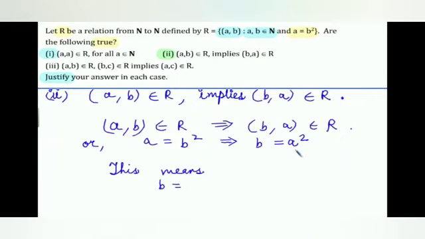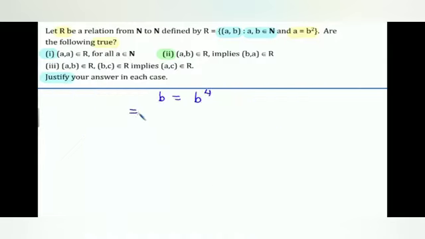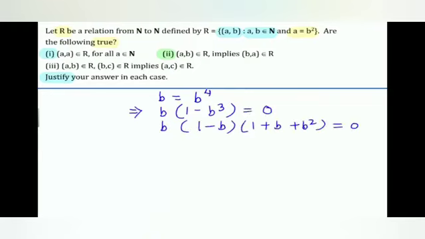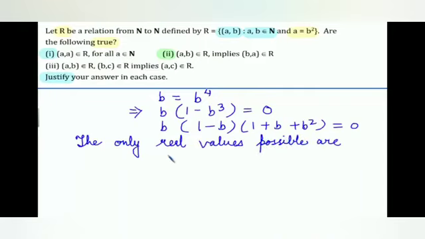So this means b = a², or a = b². That's why b = b⁴. So b - b⁴ = 0, and taking b common, b(1 - b³) = 0. The a³ - b³ formula is (a - b)(a² + ab + b²) = 0. So here, considering only real values, the possible values are b = 0 and b = 1.